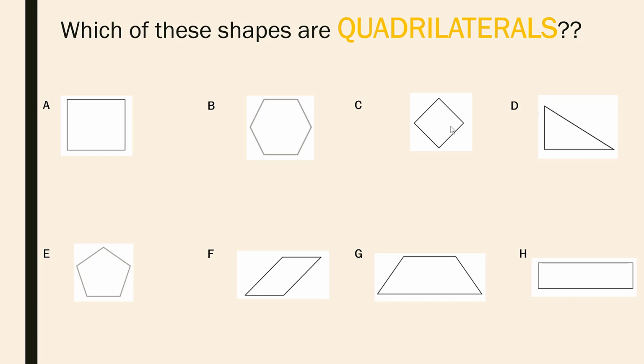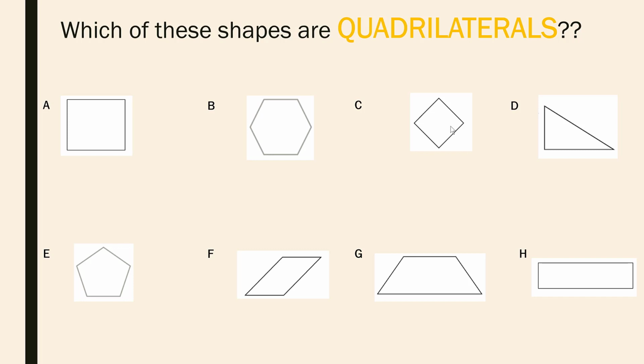A is definitely a quadrilateral. Boys and girls, I believe that is a square, although it does look a little bit like a rectangle, but I think it's a square. It's still a quadrilateral, anyways. B is absolutely not a quadrilateral. There are six sides there. Anybody who thinks it's a quadrilateral needs to go to the doctor and get his eyes checked. C is definitely a quadrilateral. It does look like a square that's turned on its corner. That is called a rhombus.